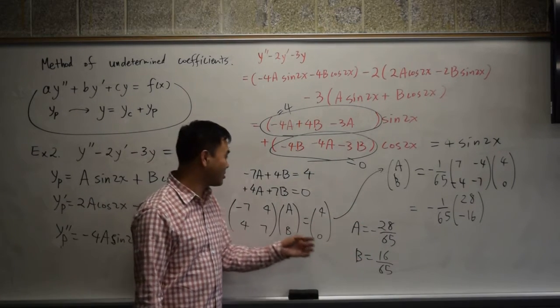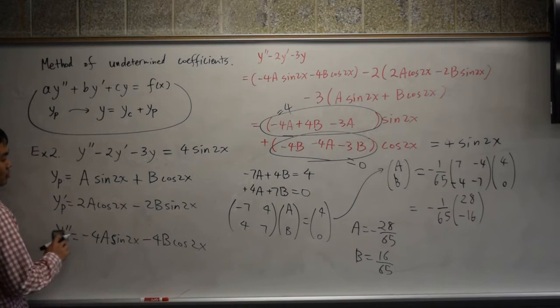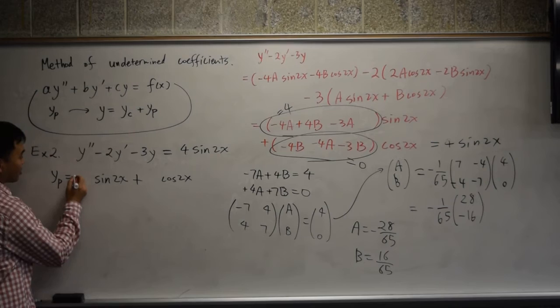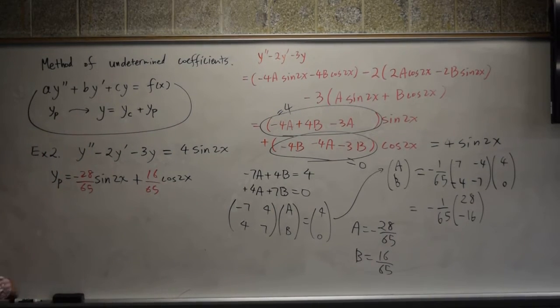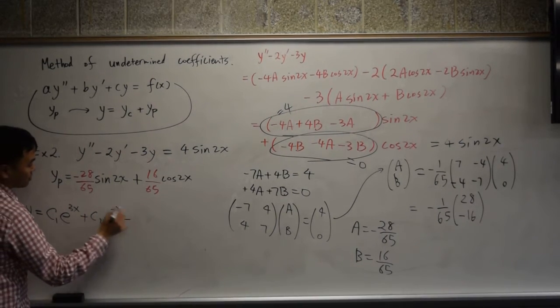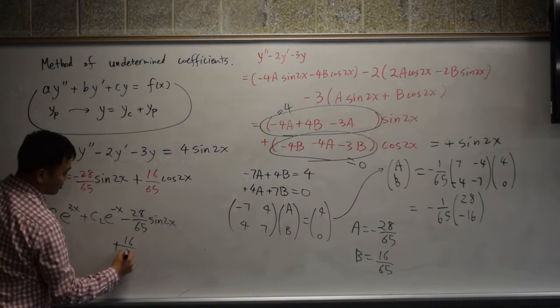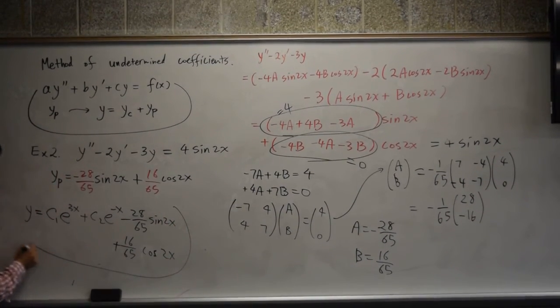I didn't want to spend too much time, but try it. Solve for A and plug it into the top one and see what you get. You're going to get that answer. And then once you get those answers, you put it back into your YP. So the numbers are negative 28 over 65 and then 16 over 65. That's your YP. Therefore, what's the answer? Y is Y complementary plus YP. What was the complementary solution? Do you remember? C1 e to the 3x plus C2 e to the negative x plus, and then this one. That's the answer.